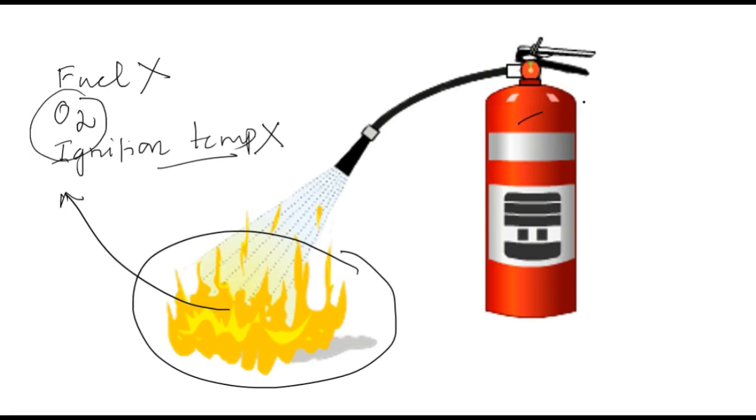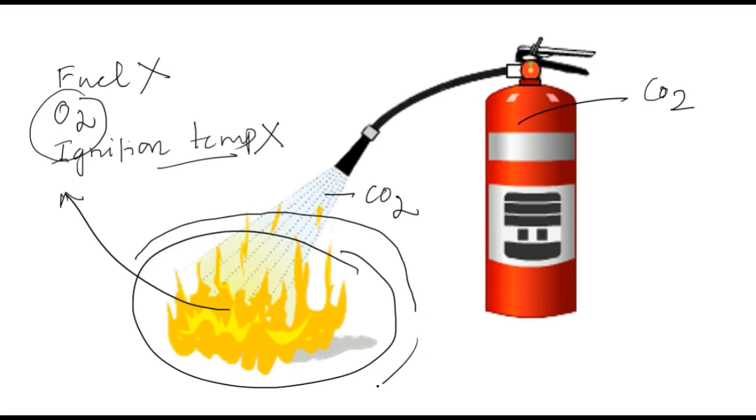What does the extinguisher contain? Carbon dioxide. Now when this is released, the carbon dioxide will rush out and form an envelope over the fire. Carbon dioxide is heavier than oxygen.